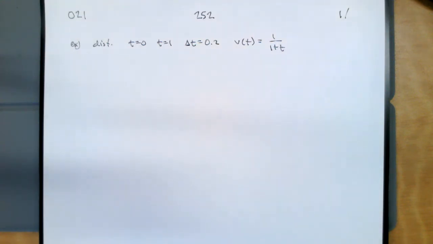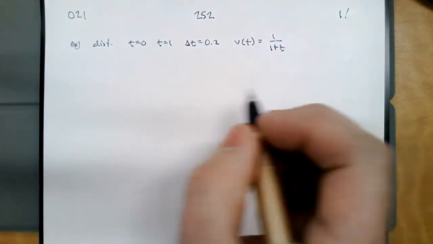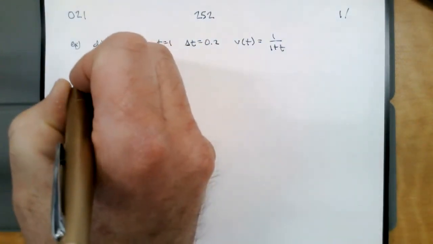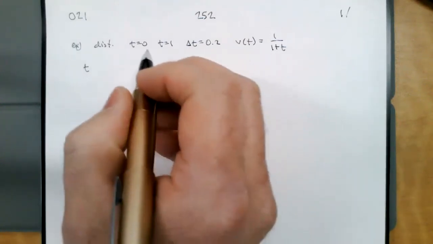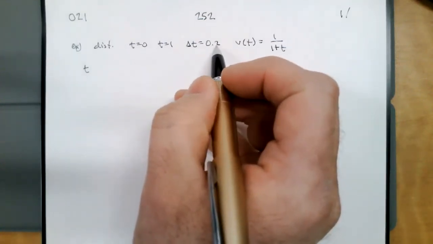So anyway, we'll start with a couple of homework problems. One was to estimate the distance traveled from t equals 0 to t equals 1 with a delta t of 0.2 if the velocity is 1 over 1 plus t. So what we can do is evaluate the function v of t between 0 and 1 at this interval of 0.2.